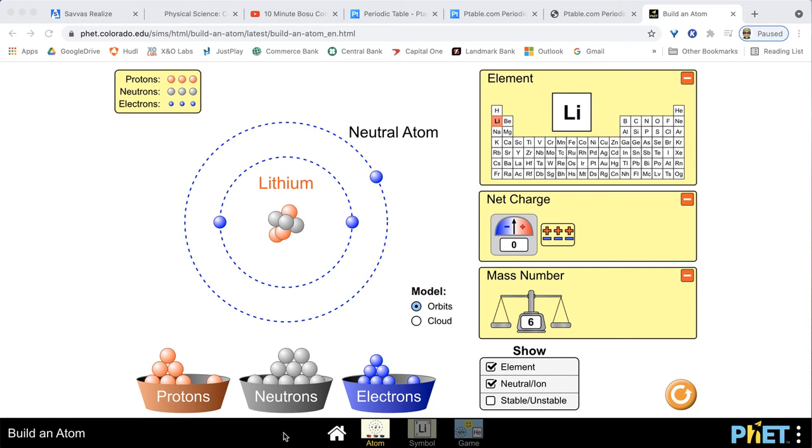One more time. This is a lithium atom. Notice it's got 3 protons. The atomic number is 3. It's got 3 neutrons. So if I add all those together in the nucleus, I get a mass number of 6, and it has 3 electrons, which gives me a neutrally charged atom. 3 protons, 3 neutrons, 3 electrons.